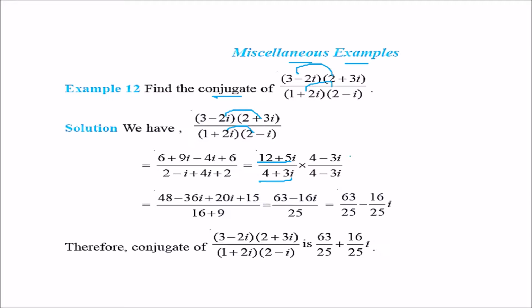Now multiply the numerator and denominator by the conjugate of 4 plus 3i, that is 4 minus 3i. What do you get? In the denominator you will get 4 square plus 3i minus 3i whole square, that will be 16 and 9, and above you will get 63 minus 69. So 63 by 25 minus 16 by 25i.